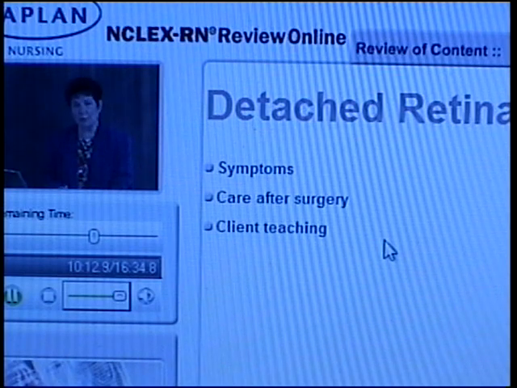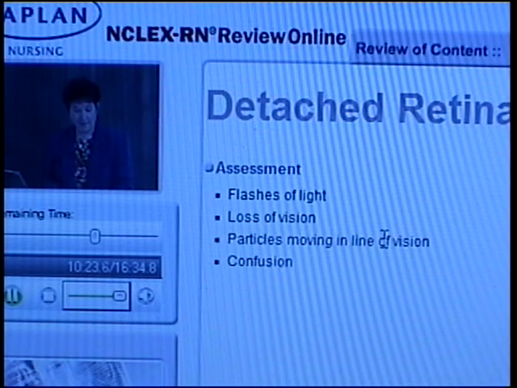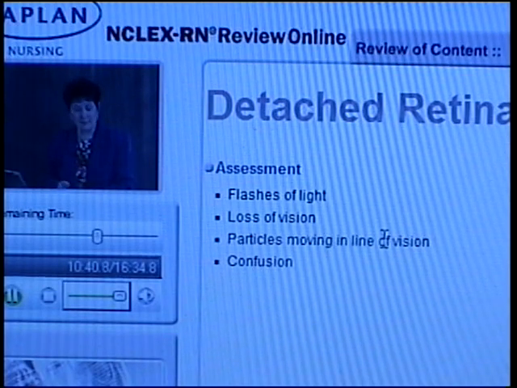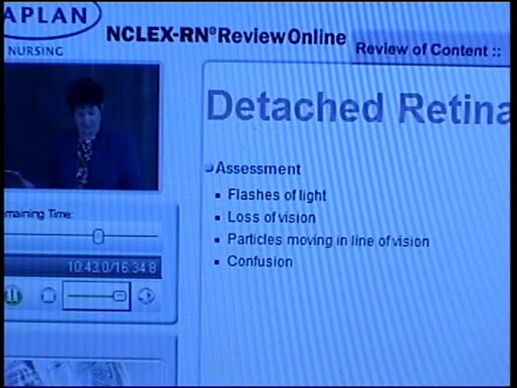The things that you need to know that will be frequently tested are the symptoms of detached retina, the care after surgery, and the type of client teaching that you'll do. So let's talk about detached retina. What you'll see is there may be flashes of light. The patient will complain of loss of vision. They may complain of particles moving in the line of vision, or what they call floaters. The patient may be confused because of the problem with sight, and it's frequently painless. There's no pain involved in the detachment.